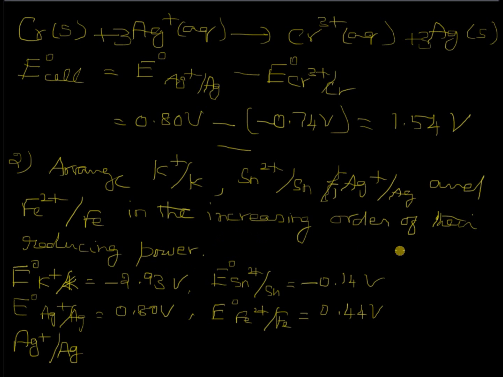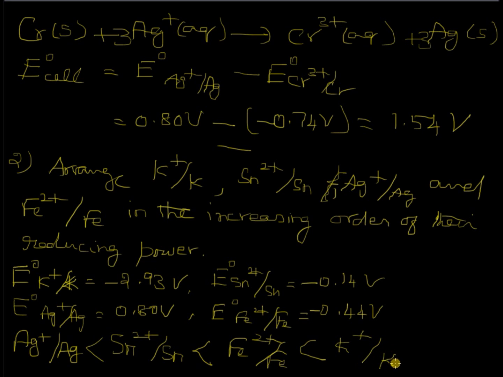We are arranging in the increasing order. So first we have to write the one with the lowest reducing power. Then comes your tin, which is minus 0.14. Then you have Fe2+|Fe with minus 0.44, and the last is K+|K, which should be the best reducing agent. So this is the way you have to arrange.